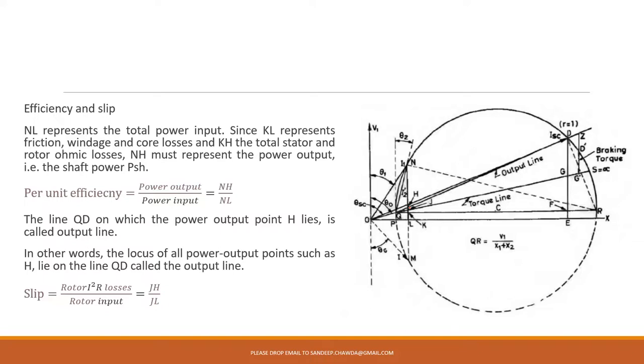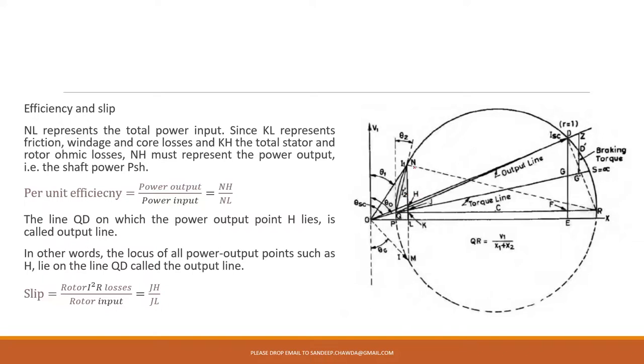Our power output will be given by this input minus losses. Whatever the loss term is, that is still here: KL is losses, and your KH is also losses. So just subtract the losses from the input, and that will give you the output. The power output will be given by this NH. When you have output and input, you can find the efficiency.